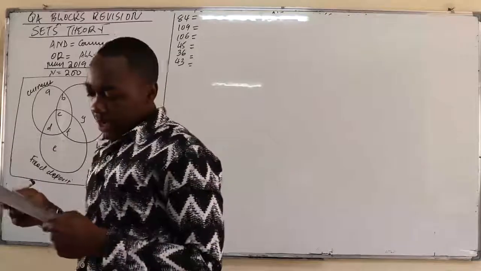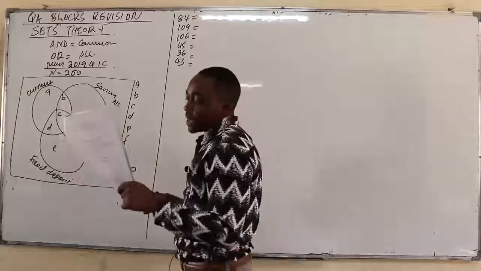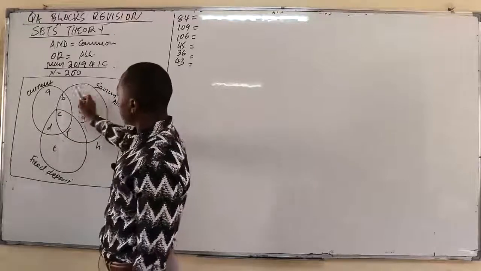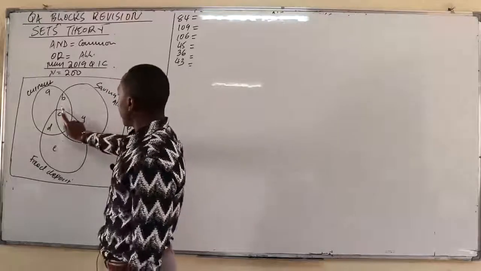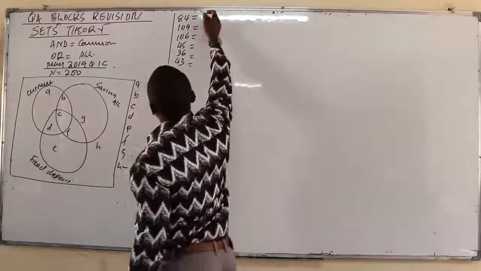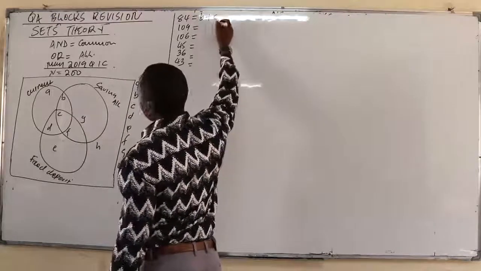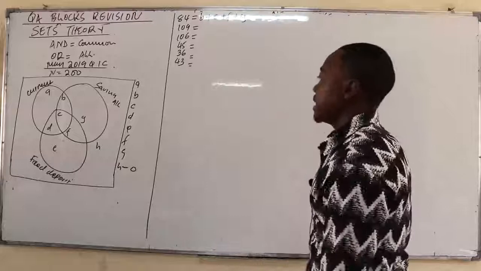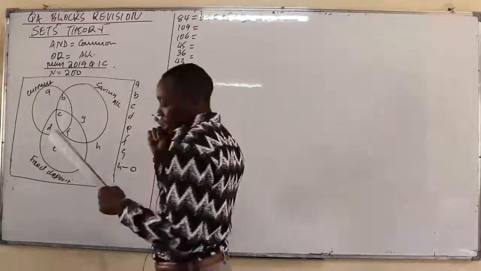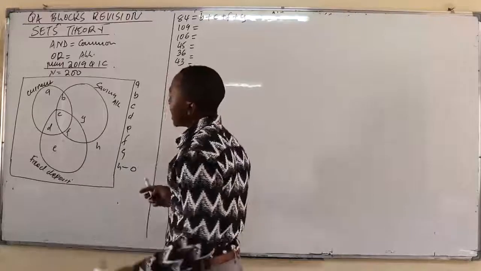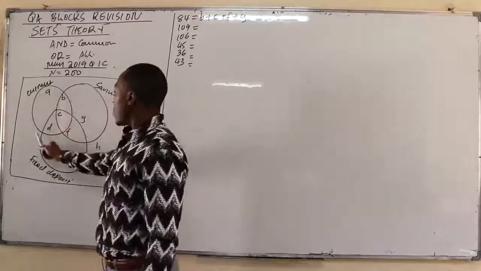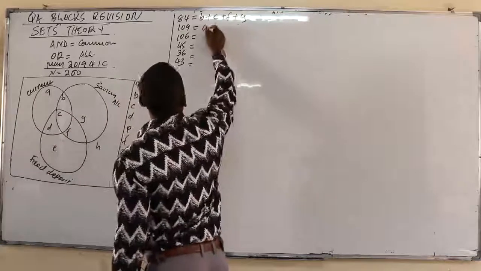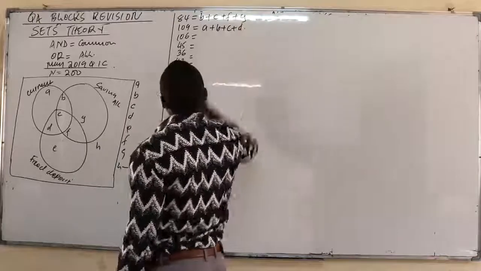Information from the bank indicates that 84 customers operate a savings account. You take that circle for savings account. All the members in the savings account: we have B, C, F, G. Then 109 customers operate a current account. You take all the members in the current account. We have A, B, C, D. A plus B plus C plus D.